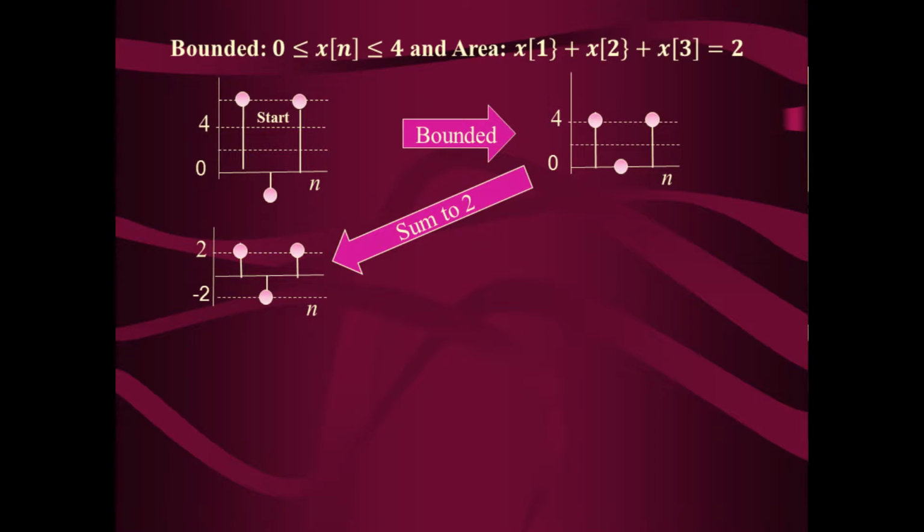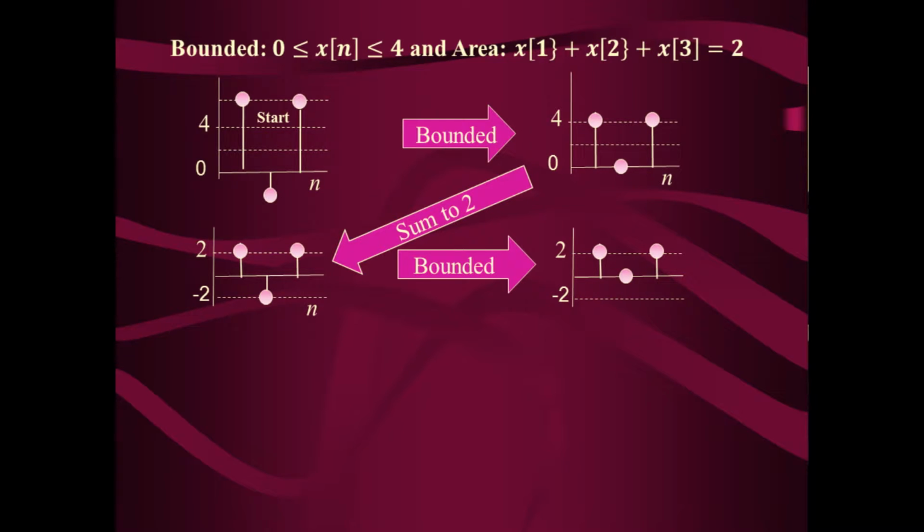Now we need to project onto the set of signals which are clipped. We're going to bound the signal. Now one of the elements of the signal that we just projected onto is below 0. And we're going to take that signal and clip it to 0. That's what we do in our next projection.